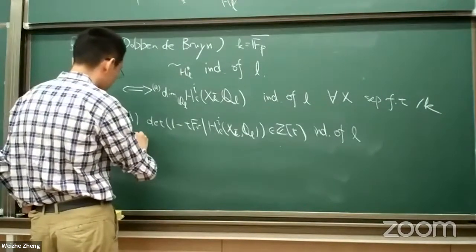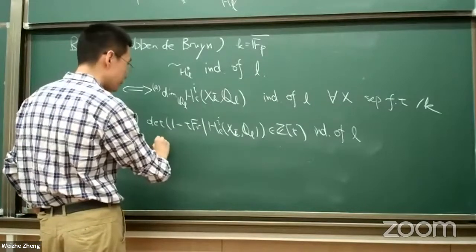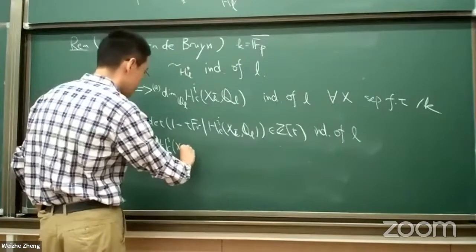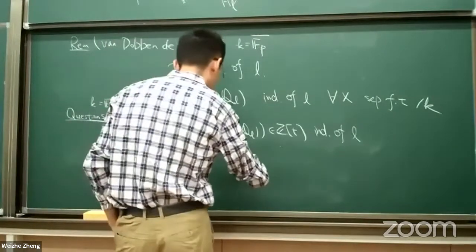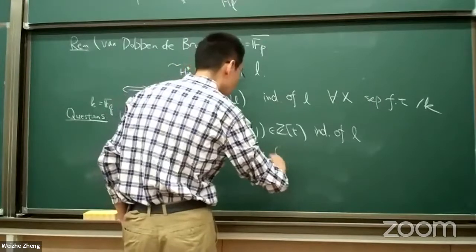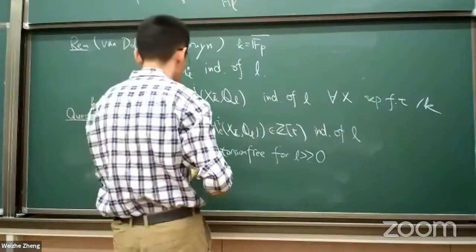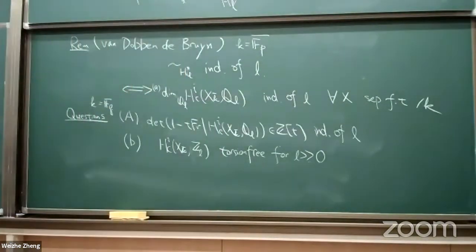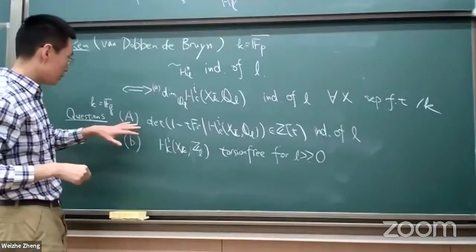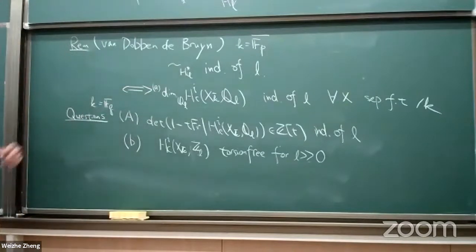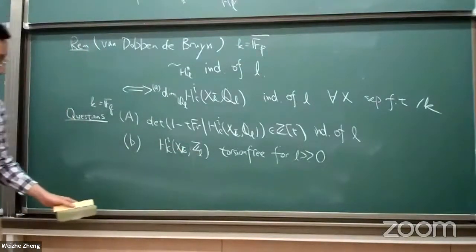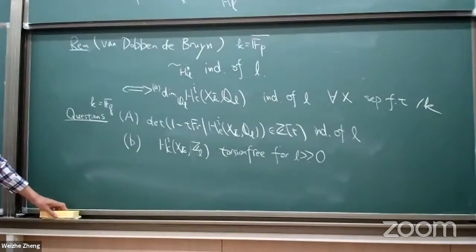But also, we can ask this question B: do we have torsion-freeness for l large enough? Sorry, this is H^i with Z_l coefficients. So if you combine small a and B, again, you can state this in the form of the existence of a Z module such that each of these Z_l cohomology modules is deduced from this Z module by extension of scalars.